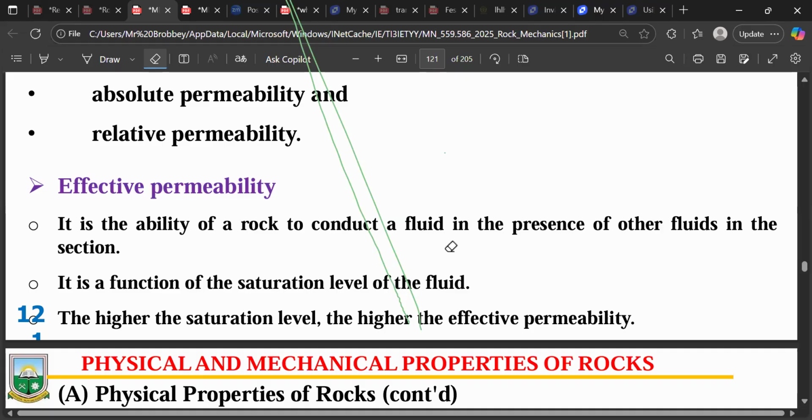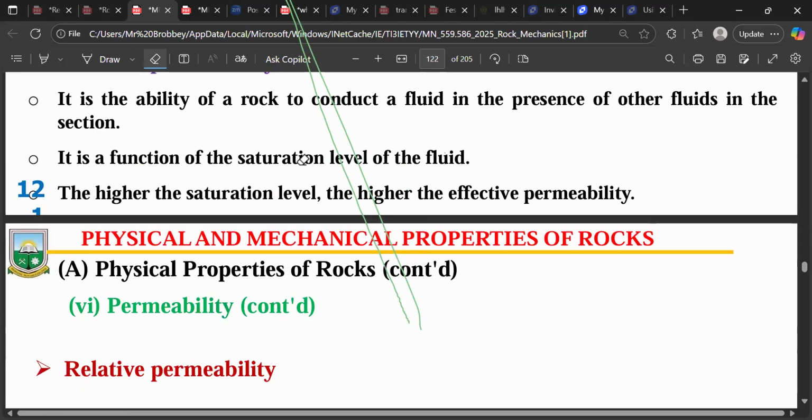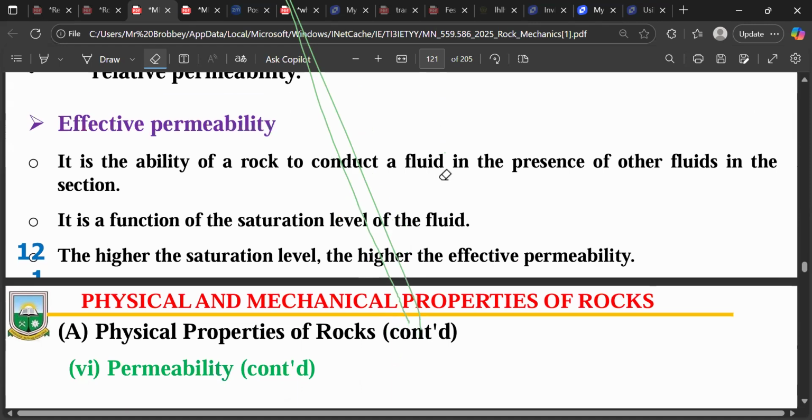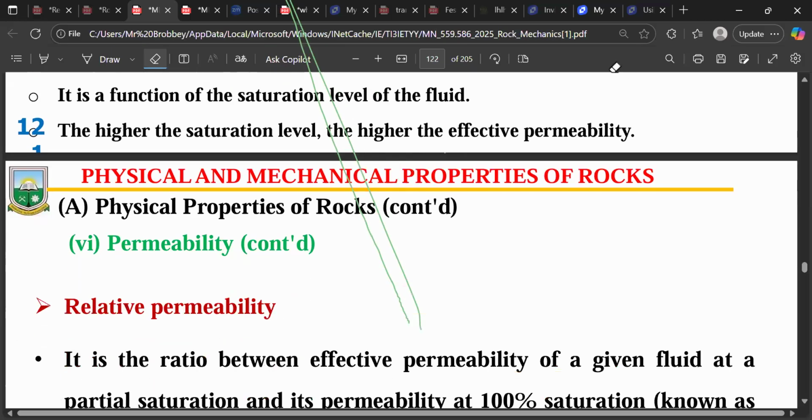We can liken that to an affinity: this rock has an affinity for making water pass through and disallowing the others. So the effective permeability of the rock to water is what is being expressed here. The more of the fluid there is that I have a high affinity towards, the higher the saturation level, and the more I would allow that fluid to pass through me. Okay, the second one is relative permeability.